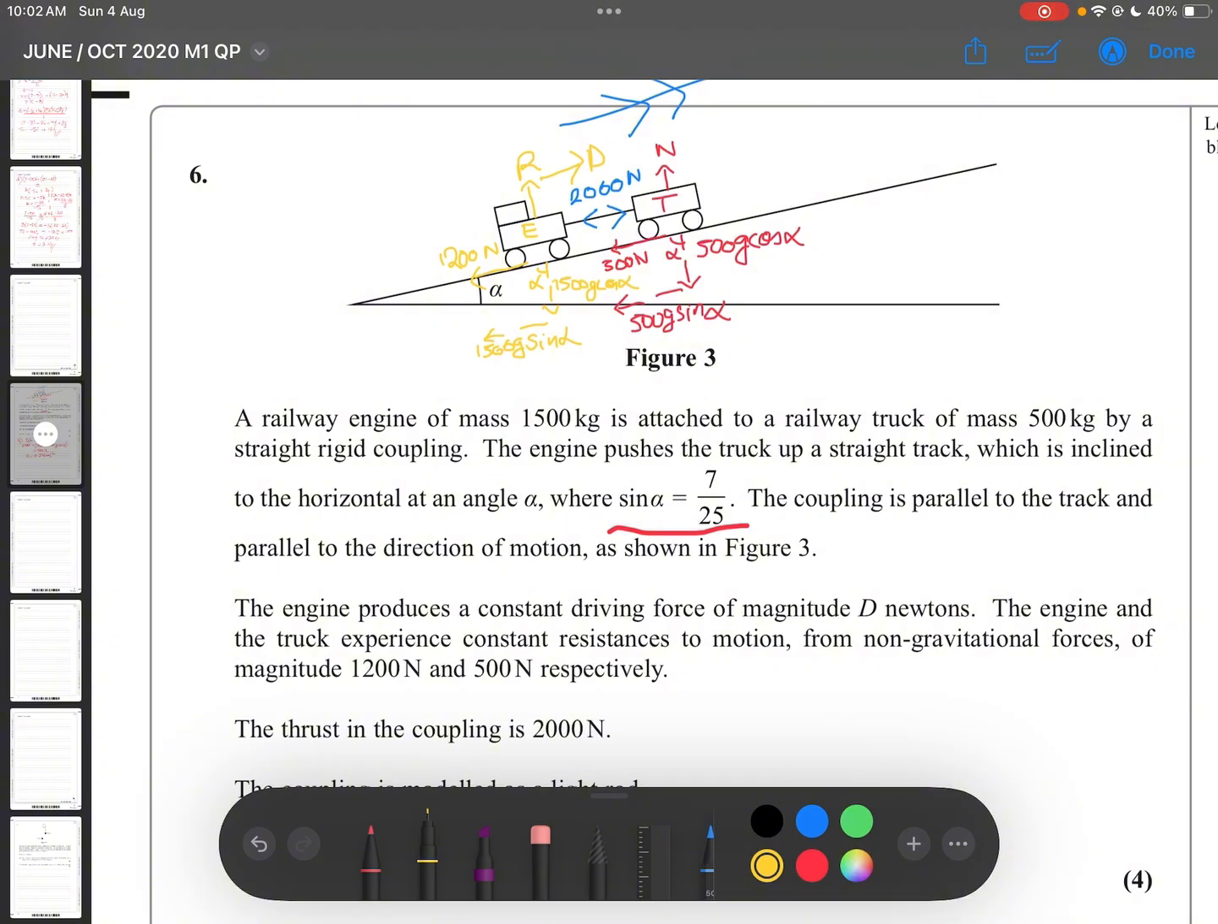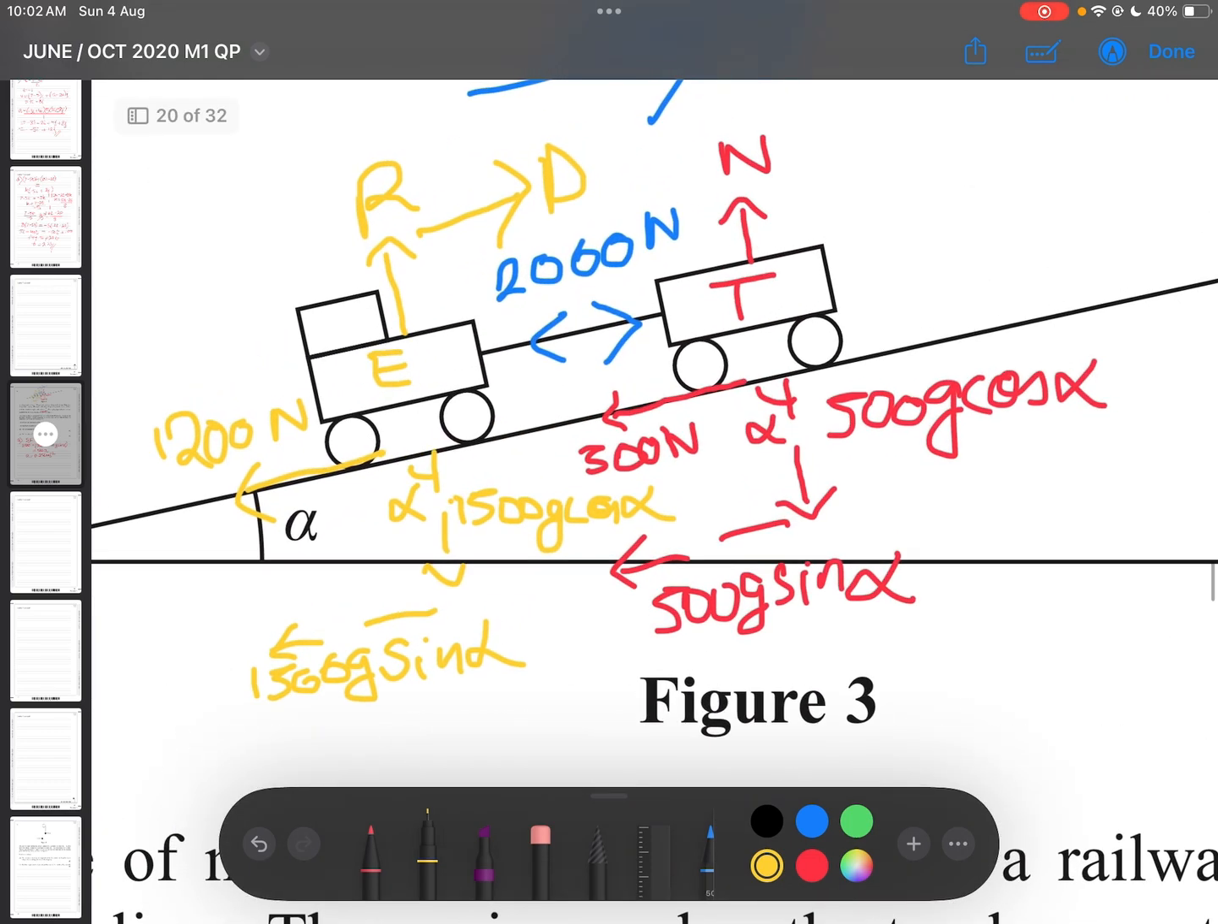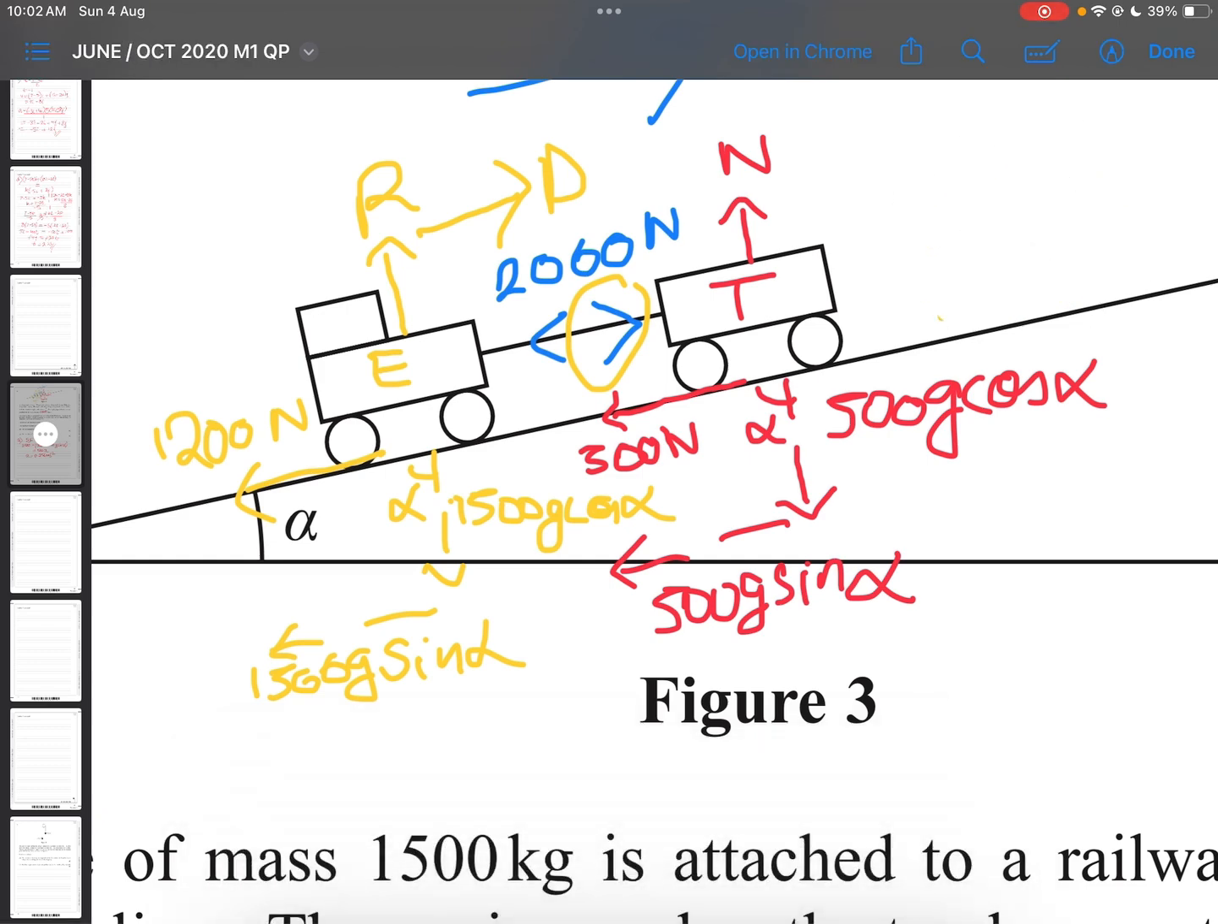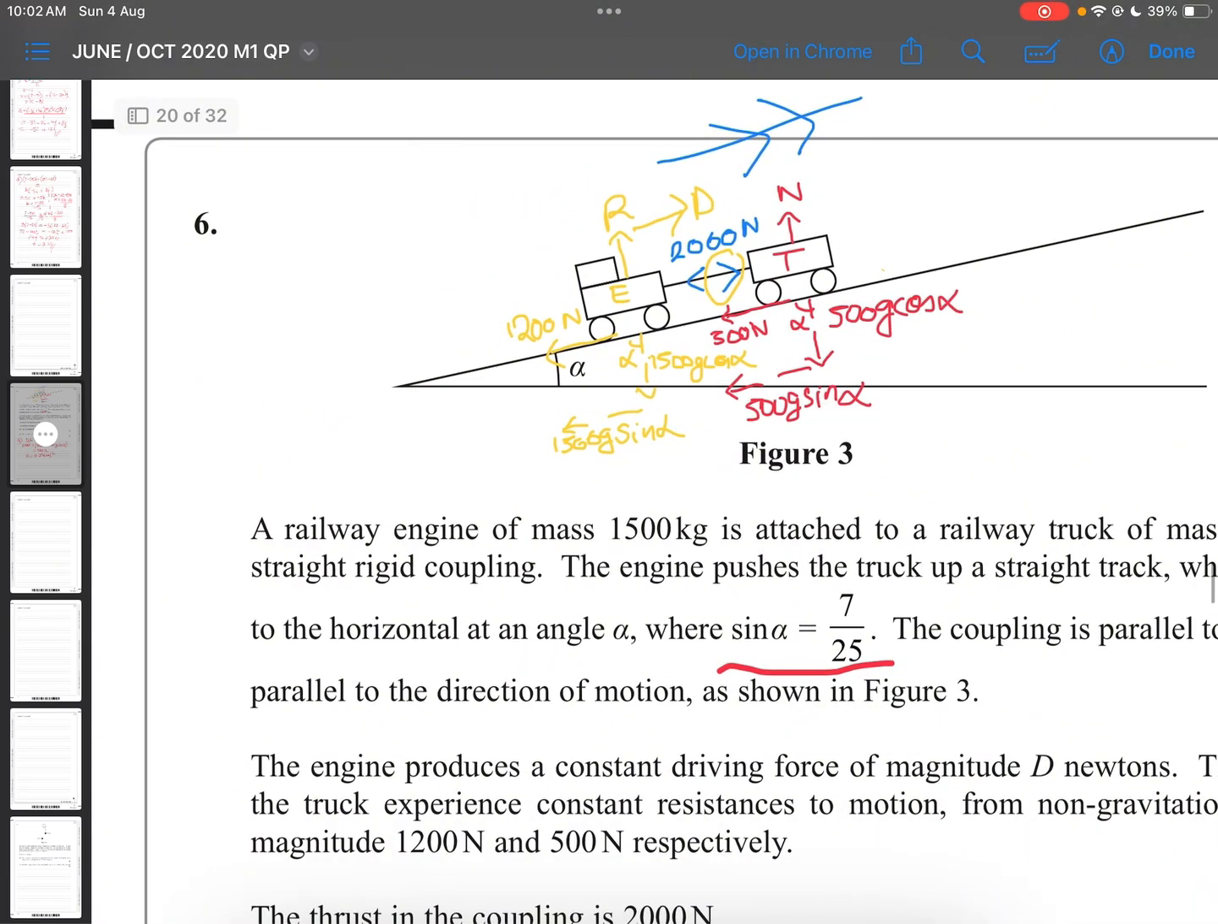So if we consider the single particle, the forward forces acting are only D. Okay, you can say that, oh, there's 2000 newtons acting to the right over here. Why is this not included? Because when I considered a single particle, the thrust cancels out each other, and if it was tension, then it would also cancel out each other. This is a very important point. Students usually tend to make mistakes here. Please be careful about that fact. So let's erase this and let's continue.